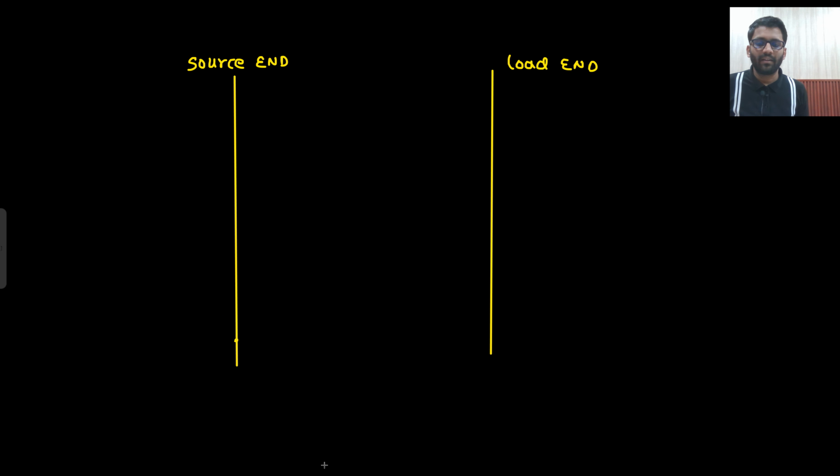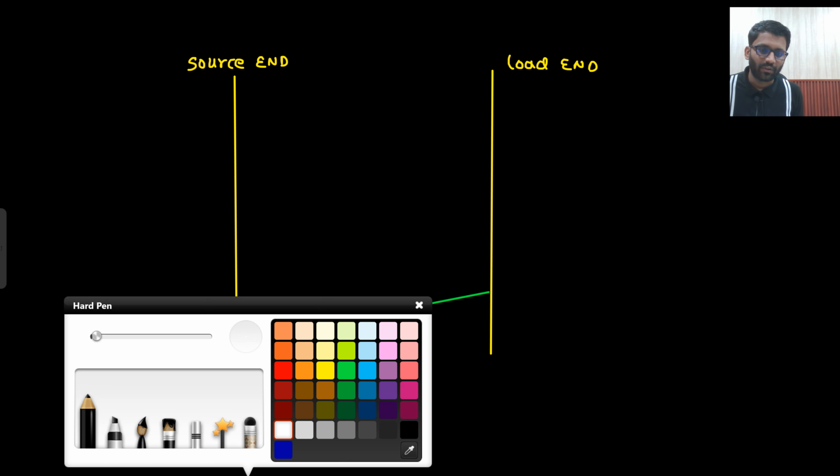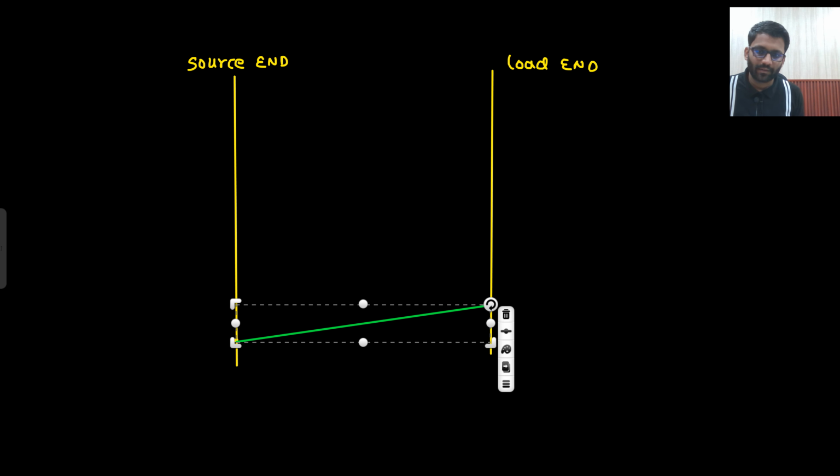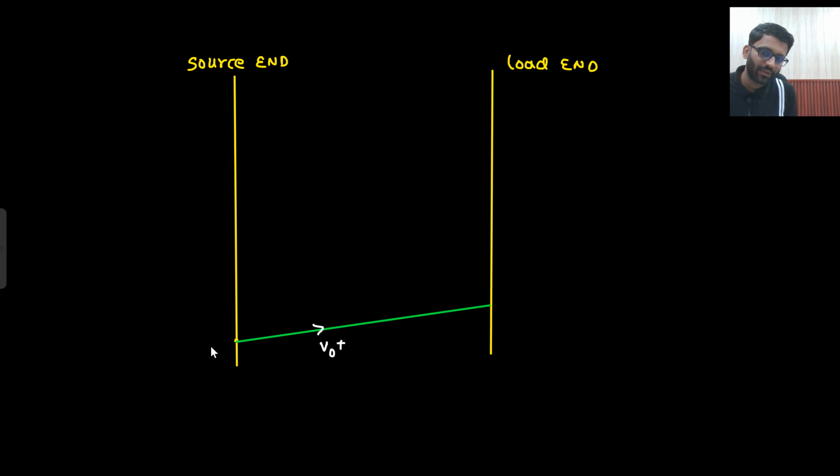What is happening here? Initially you started with V naught plus at time t equals to 0. And at time t equals to t you would have reached here. Then what happened was, this load end was having your gamma L reflection coefficient. This we are making for voltage.